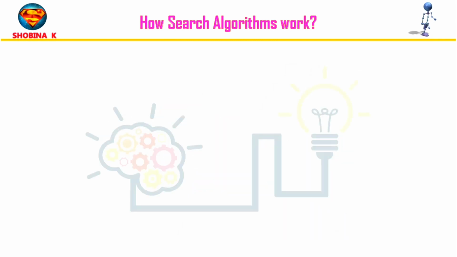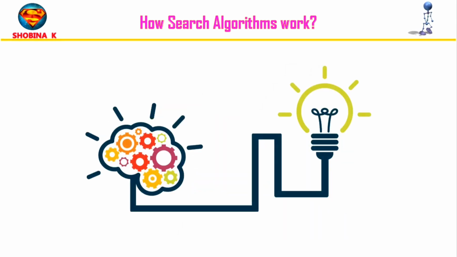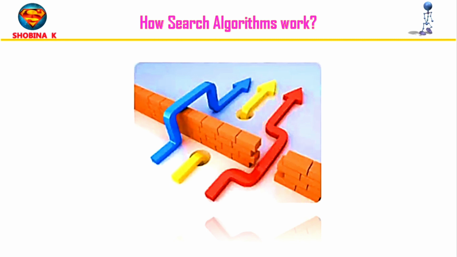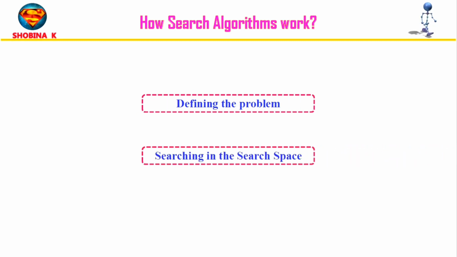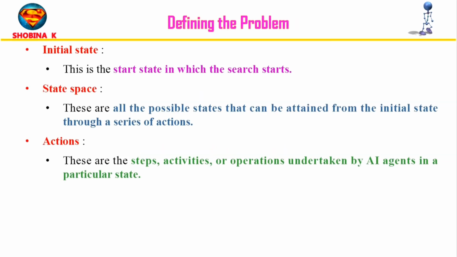The AI agents find the best solution for the problem by searching all the possible alternatives or solutions. And this process of searching is done using the search algorithms. Search algorithms work in 2 main phases, namely defining the problem and searching in search space. Before formulating a problem, various factors need to be defined to enable the search algorithms to perform the required course of action. Defining these factors provides the basis for searching and providing a solution.